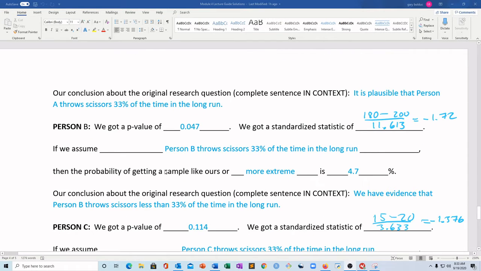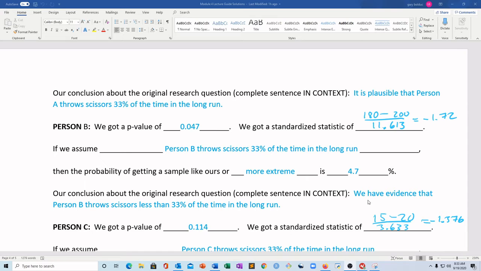So the rest are very similar to this. We put the p-value down, we calculate the standardized statistic, okay? Then what do we do? Well, we throw in our null hypothesis. We throw in a sample like ours or more extreme, and then we turn this into a percentage. And then our conclusion in this case, so I'll go back to the conclusion here.